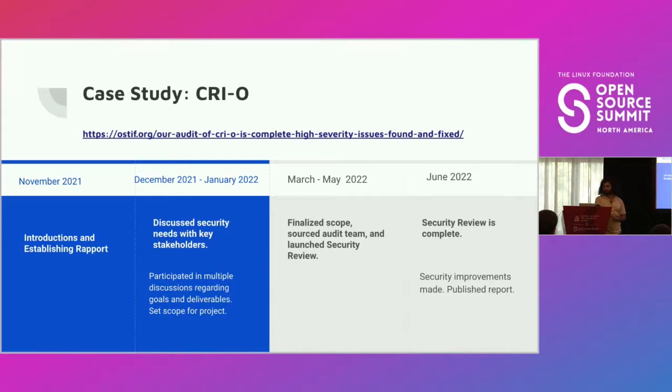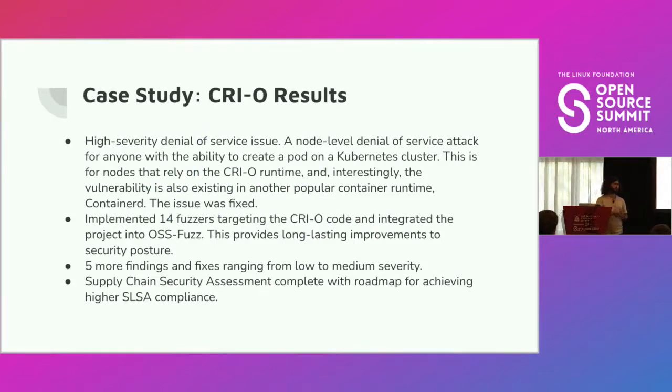review to those needs. And then in June, about 2 weeks ago, the review is complete. We published the results, and the security improvements were made. What are those improvements, you ask? Great question. So the main result of this review was a high-severity denial-of-service issue related to effectively knocking clusters off. And interestingly enough, this issue affected Containerd, which is a similar project to CRI-O, but also very, very widely used in the container space.